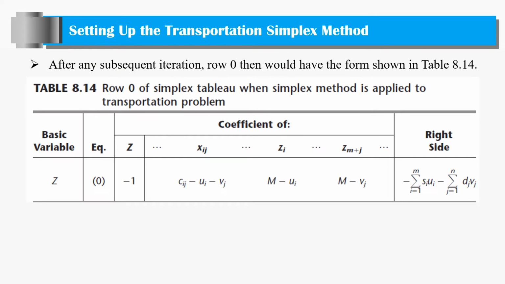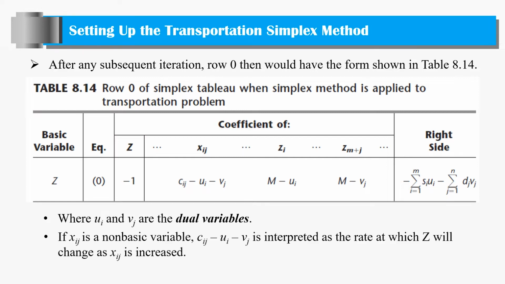After any subsequent iteration, row 0 would have the form shown like this, where ui and vj are the dual variables. If xij is a non-basic variable, this value, cij minus ui minus vj, is interpreted as the rate at which z will change as xij is increased.